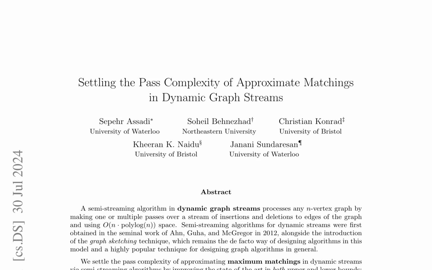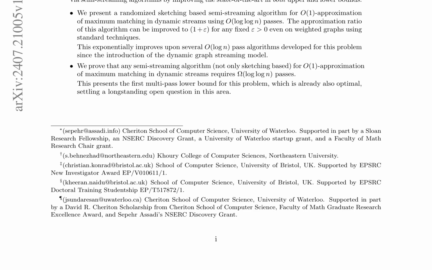This algorithm is based on a model-independent reduction from matching to maximum independent set (MIS), and utilizes a random-order greedy approach. The authors also establish a lower bound of omega(log log n) passes for any semistreaming algorithm for O(1) approximation of maximum matching in dynamic streams, settling a long-standing open question.